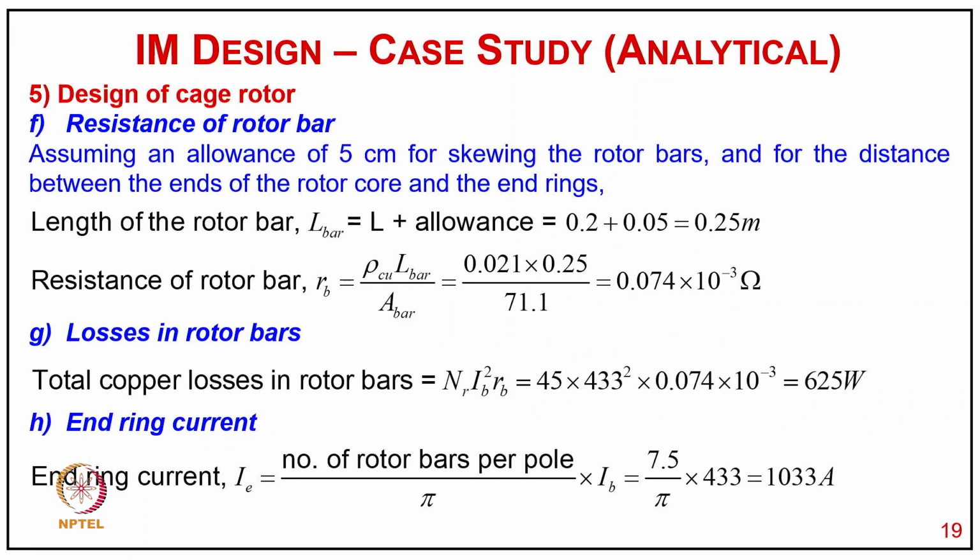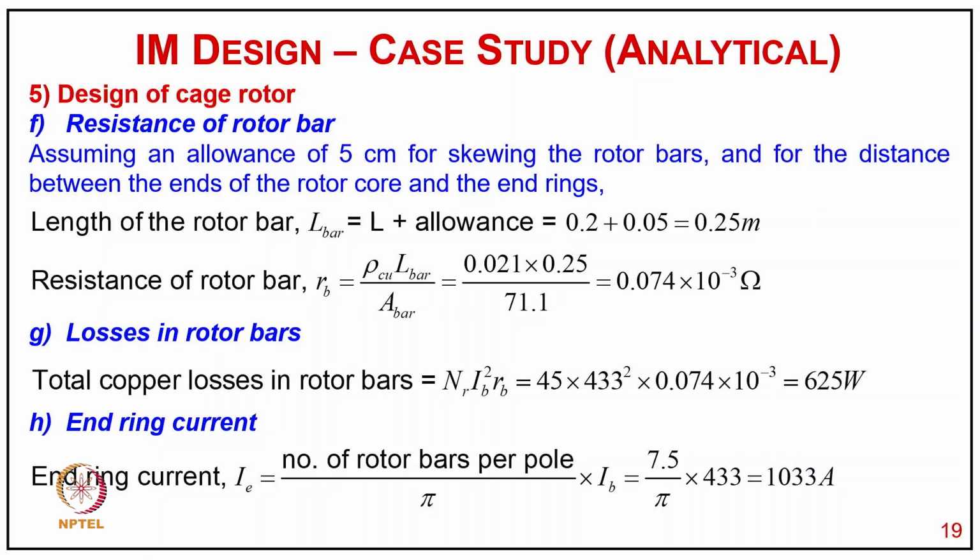Now coming to the calculation of the resistance of the rotor bar, assuming an allowance of 5 millimeter for screwing the rotor bar and for the distance between the ends of the rotor core and end rings, the length of rotor bar L bar equals L plus allowances. Putting values, it comes to 0.25 meter. The resistance of the rotor bar RB equals rho Cu, the resistivity of copper, since we are using copper as the bar material, times L bar upon A bar. Putting values, it comes to 0.074 into 10 power minus 3 ohm.